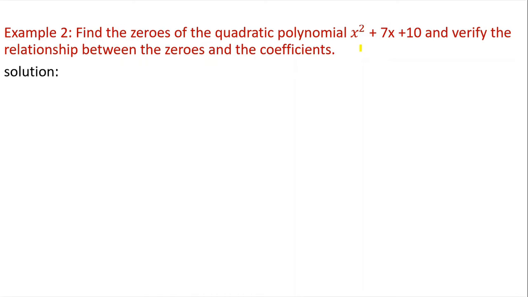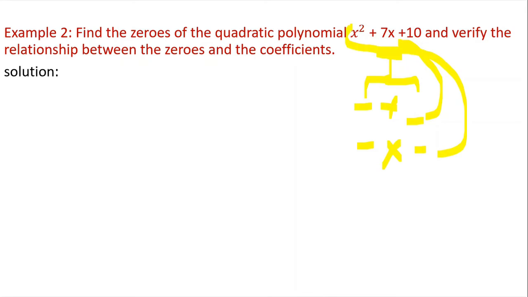For finding zeros of a quadratic polynomial, we have to find factors for the given equation. Finding factors is nothing but splitting the x term into two subterms that satisfy two conditions: the sum of these two subterms is equal to the middle term 7x, and the product of these two subterms is equal to the product of the x squared term and the constant.